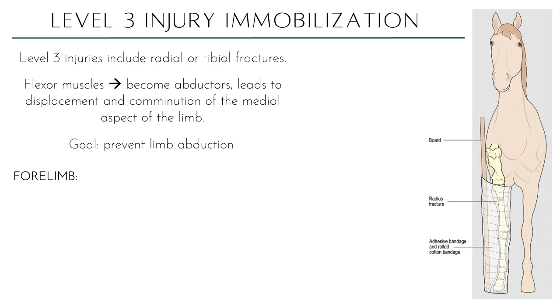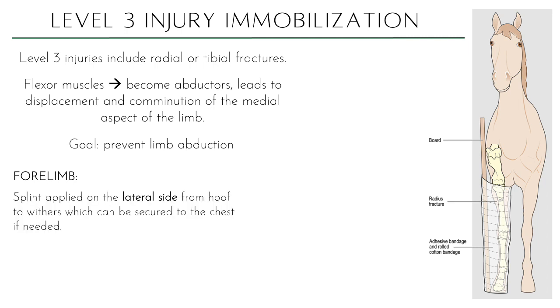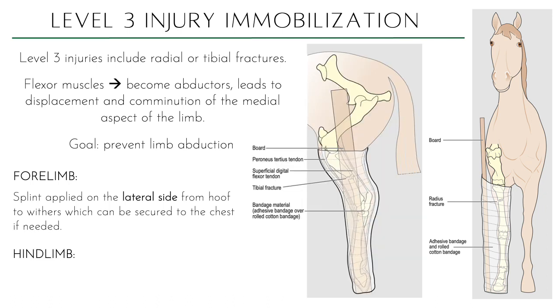So what do you do? You put a splint on the lateral side of the forelimb. Okay? Quite easy. For hind limb, you also put on the lateral side from hoof to hip. Okay? So yung mga malalaking plywood, I don't know, that's a 2 by 4. Yeah, it's like a 4-inch by 2-inch wood. Okay? That you saw earlier in the pictures. Yeah, that would do. That's for level 3.